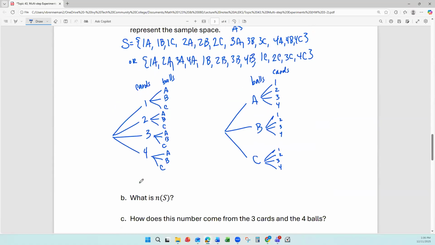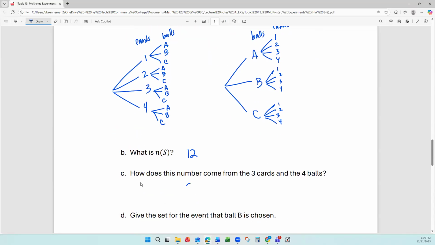Whether we're listing it out or doing the tree diagram, there are 12 different combinations of these. With the tree diagram, you can count the smallest branches. But you can also think, well, there's 4, and then each of those gets split into 3. So there's 4 groups of 3, or on the other one, there's 3 groups of 4. That's multiplication. 3 times 4, or 4 times 3, gets 12.